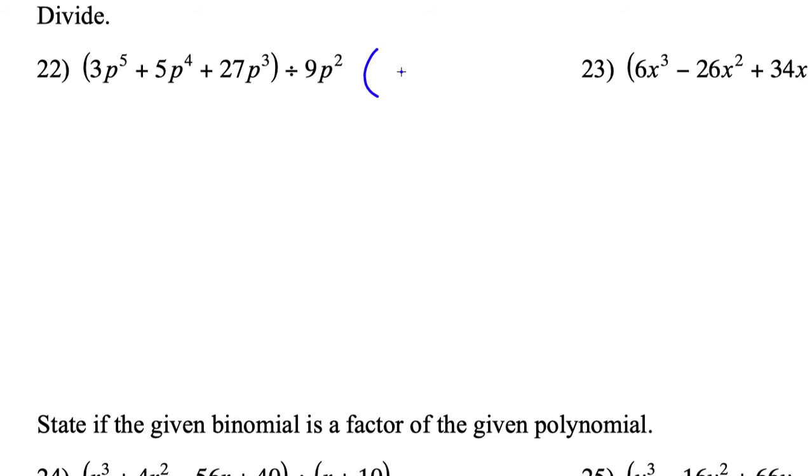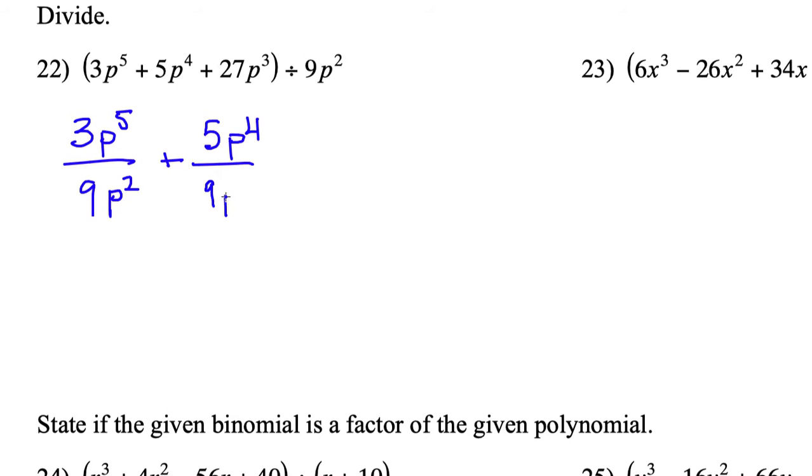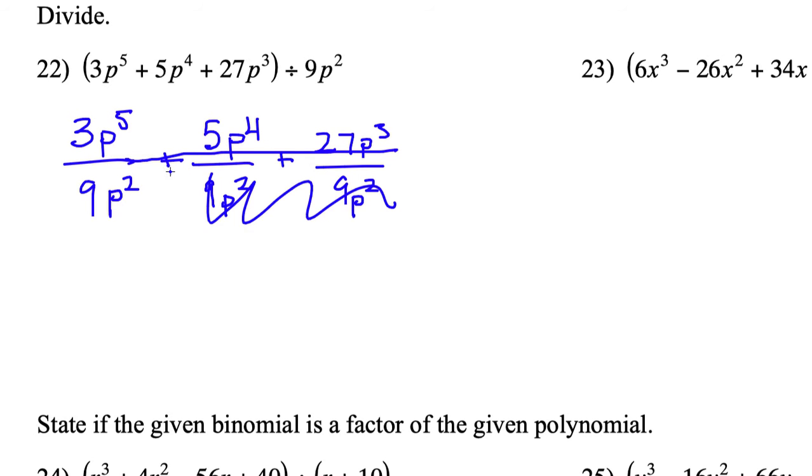linear term, like in parentheses, I don't know, p minus 7, I could use synthetic division, but because it's weird and it's only one monomial, I can just set this into a fraction. So I can say it's going to be 3p to the power of 5 over 9p squared plus 5p to the power of 4 divided by 9p squared plus 27p to the power of 3 divided by 9p squared. It technically was originally one fraction, all divided by just one 9p squared, but I broke it up.